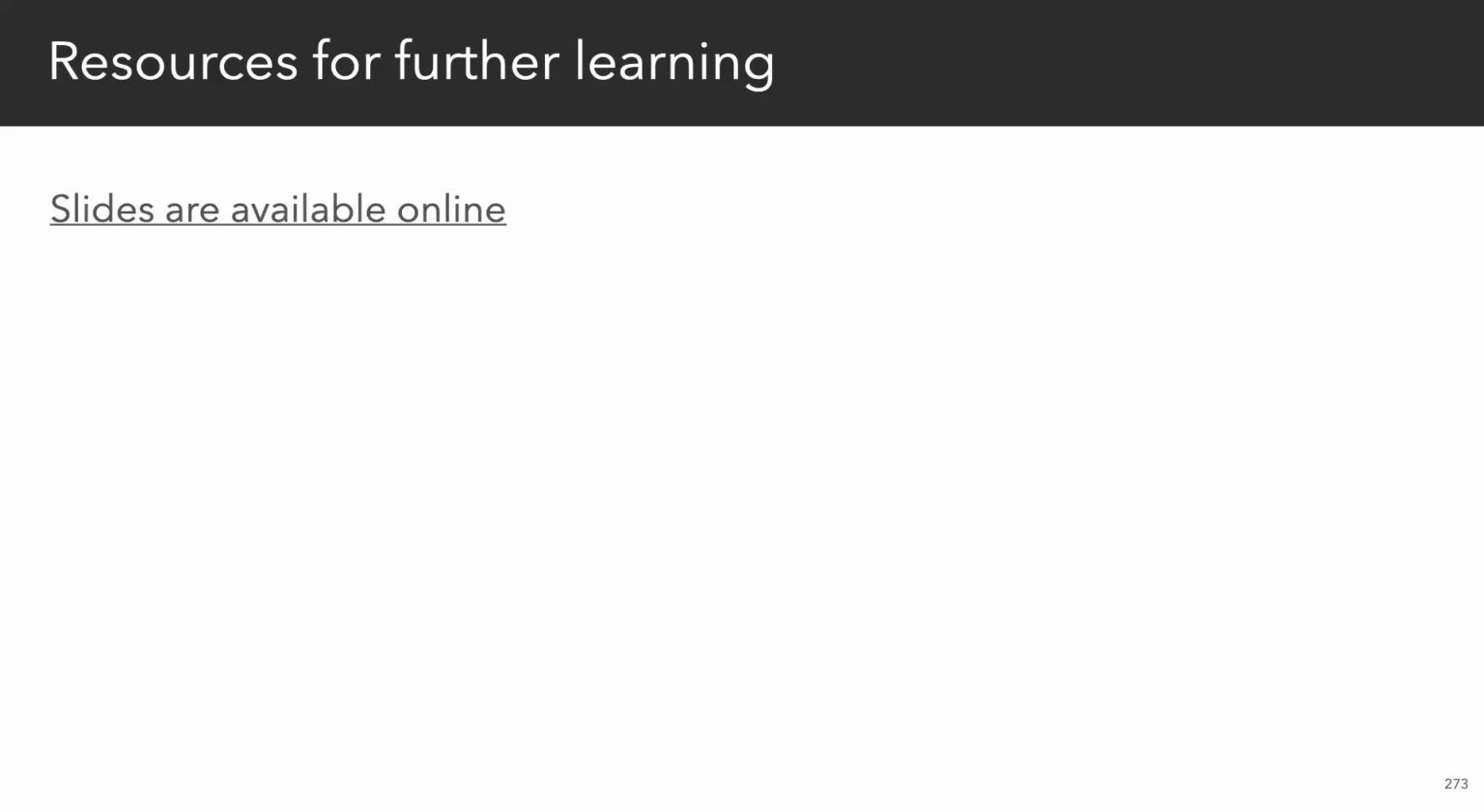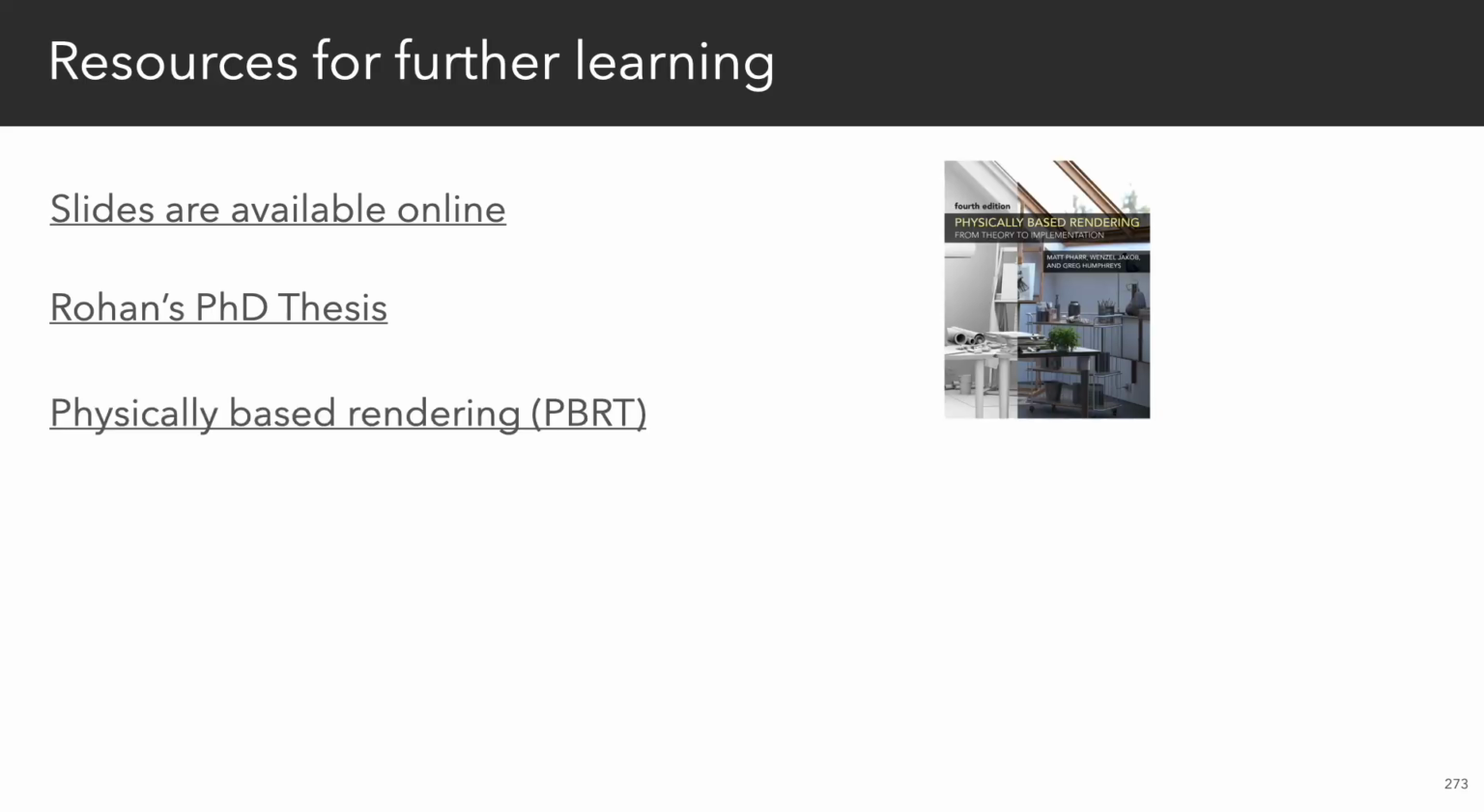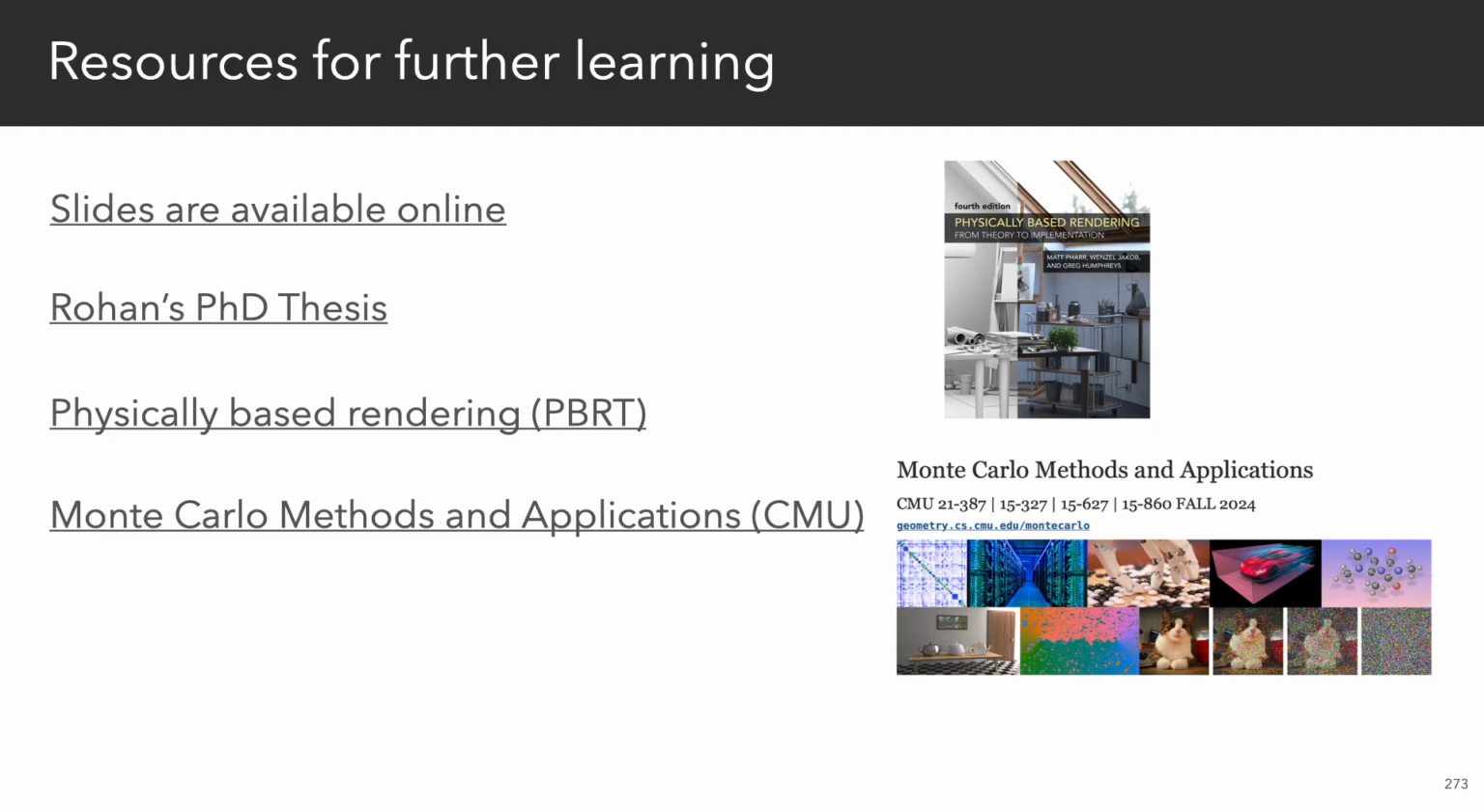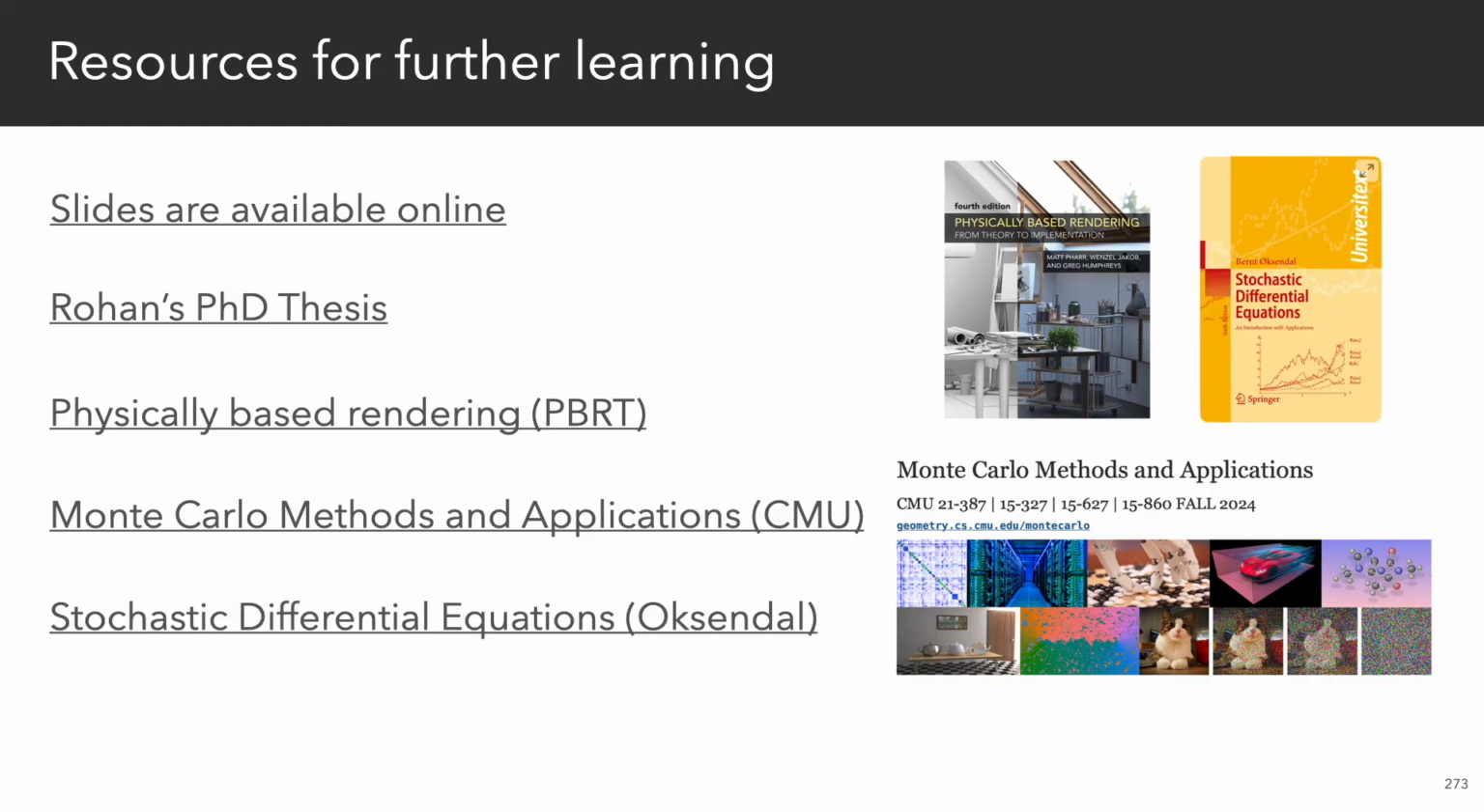So we've put these slides up on GitHub. The material that we covered today can also be found in my PhD thesis in a single document. More generally, PBRT is a classic resource for learning about Monte Carlo methods applied to rendering. The CMU course on Monte Carlo methods and their applications covers these topics more broadly, and it's a really nice resource as well. And finally, for a deep dive into Brownian motion, Bernt Øksendal's book on stochastic differential equations is great. And that's it. Thank you for listening.